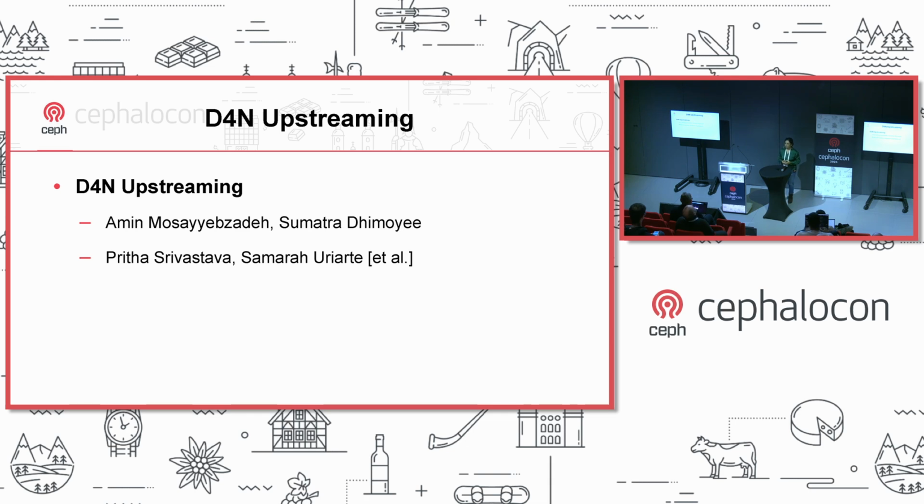So now coming to the upstreaming effort, Amin, Sumatra, and another student called Sina have been mostly involved from the MOC side. And Samara and I have been working from the IBM side to get things upstreamed. Recently, Gal and Mark Kogan of the RGW team have also started helping us out in the upstreaming efforts.